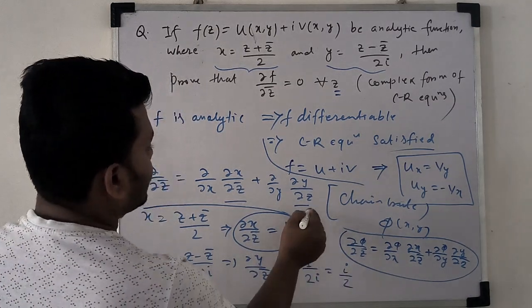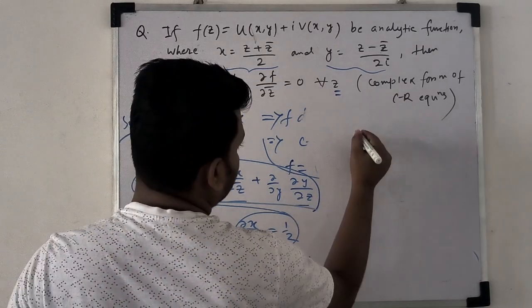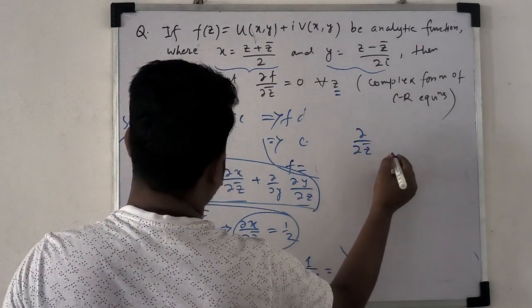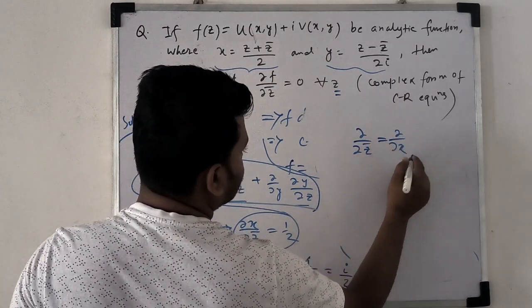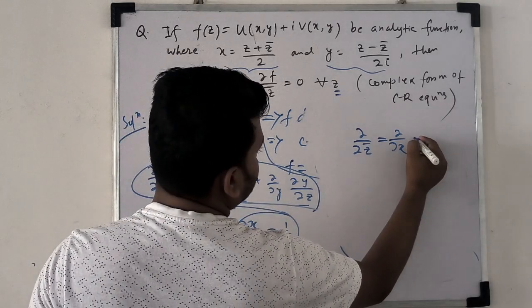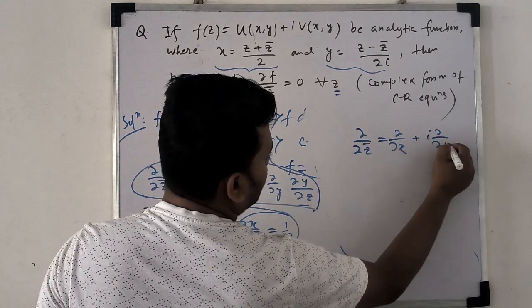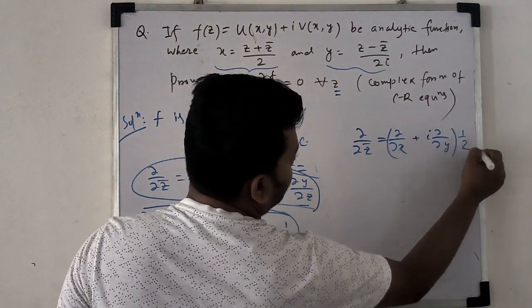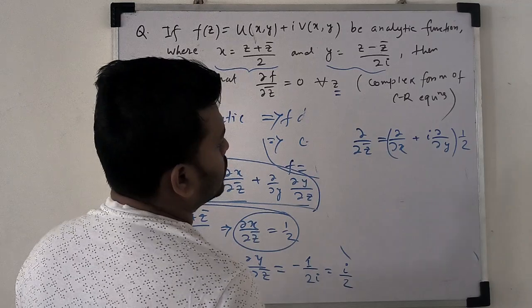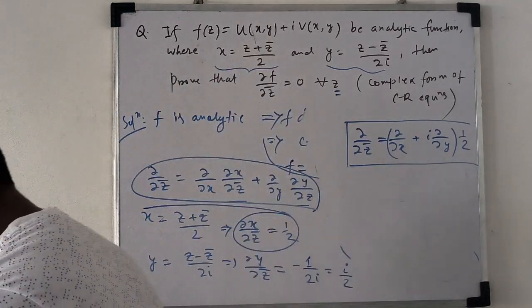If we put these values in this equation, we will get the operator ∂/∂z̄ as (1/2) ∂/∂x plus (i/2) ∂/∂y, that is, one half times (∂/∂x + i ∂/∂y). This will be the operator. So now we use this operator.